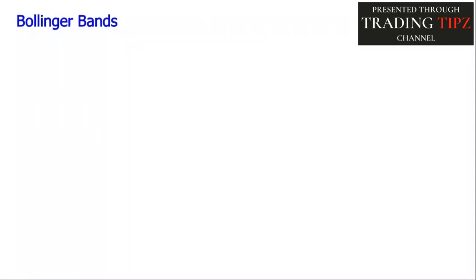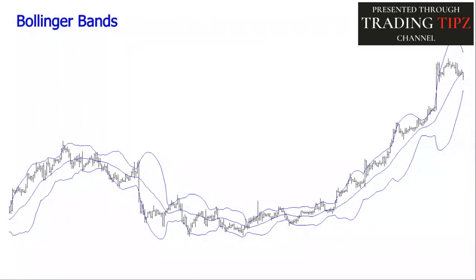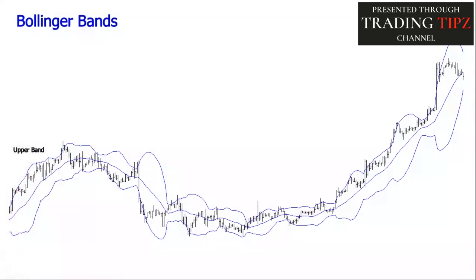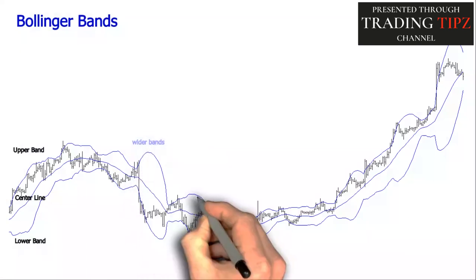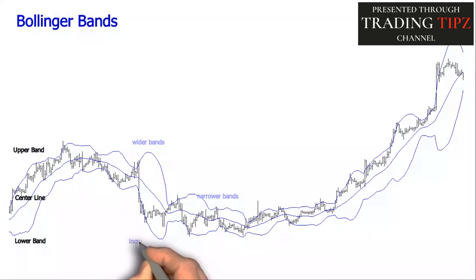Bollinger Bands is an indicator plotting two lines, the upper band and the lower band. They are placed at a certain distance away from a center line that is a simple moving average. When the markets are more volatile, the bands widen. When the markets are less volatile, the bands contract. The center line, the upper band and the lower band can be used in different trading strategies.